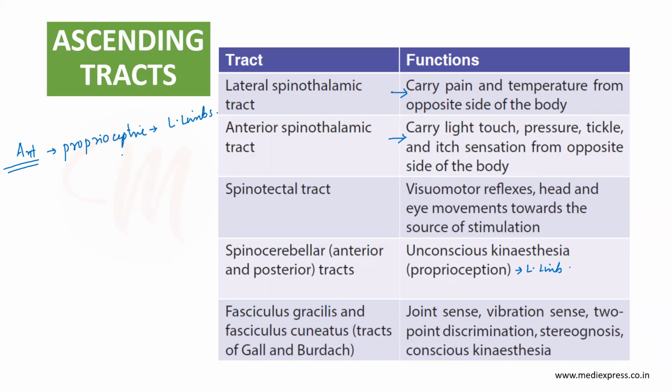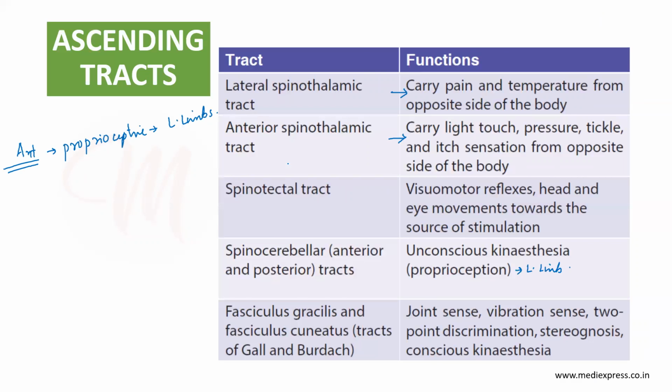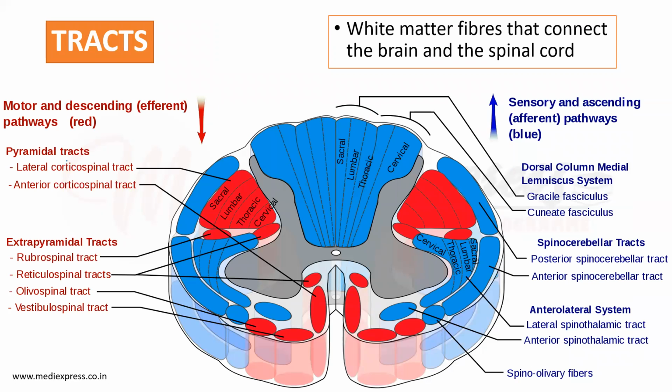So this was about the ascending tracts. Now let's see a little about the descending tracts. First I'll show you in the picture: we have the pyramidal tracts and the extrapyramidal tracts. We have the lateral corticospinal tract and the anterior corticospinal tract. Then under the extrapyramidal tracts, we have the rubrospinal tract, the reticulospinal tract, the olivospinal tract, and lastly the vestibulospinal tract. Okay.